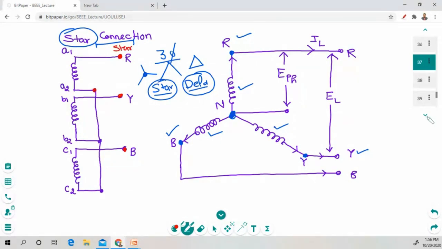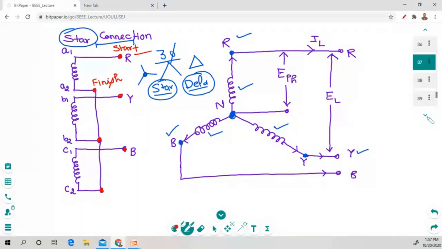This is called the finish terminal. All these finish terminals are connected with each other, and the start terminals are open. So this is the formation of the star connection. Here, how do we make the star connection? We connect the finish points with each other.